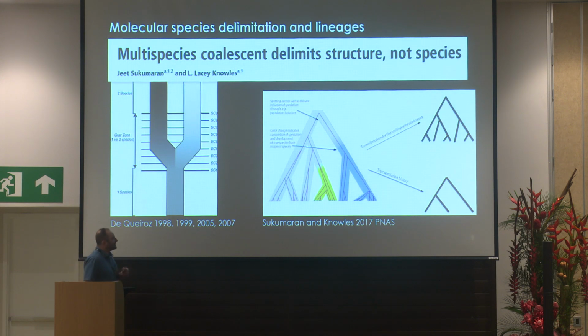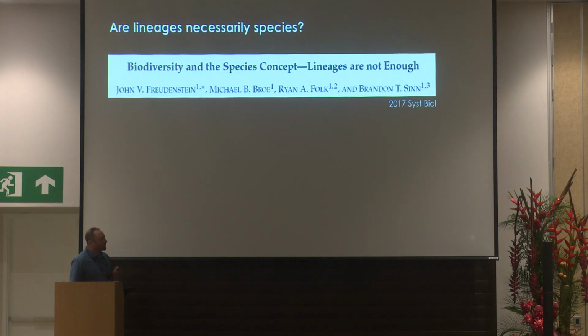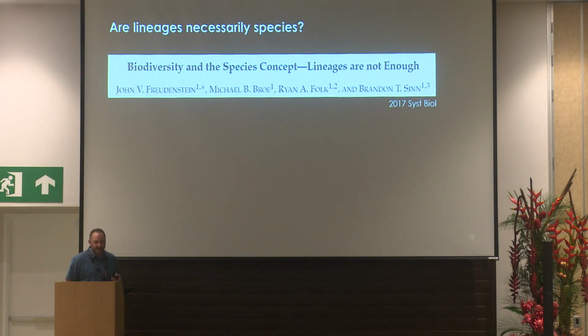And so really this could potentially lead to oversplitting, and is each one of these lineages a true species, or how do we define it as a species? That's the real question here. And so, are lineages necessarily species? is the question we want to address.